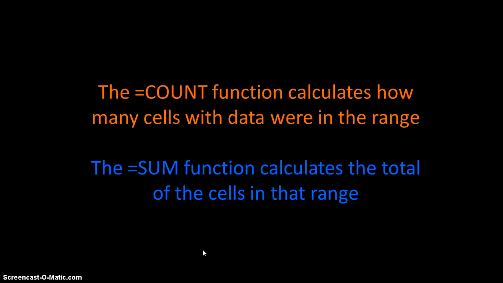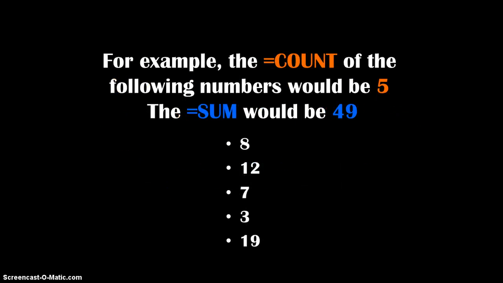Alright, the count function calculates how many cells with data were in the range, so the number of cells. The sum function calculates the total of the cells in that range. Let's take a look at what that would look like. For example, the count of the following numbers would be 5, because there are 5 numbers. The sum would be 49, because all of those numbers added together is 49.